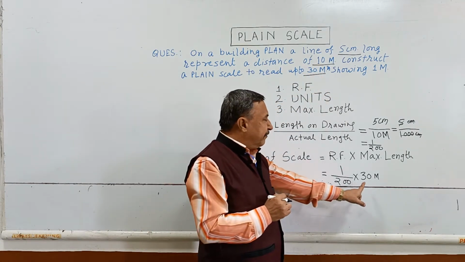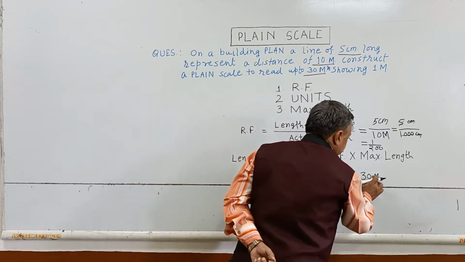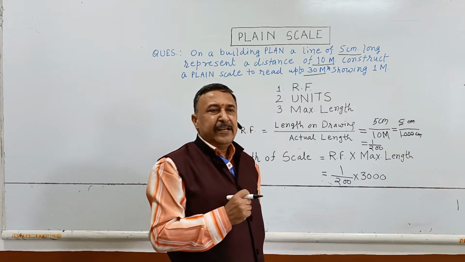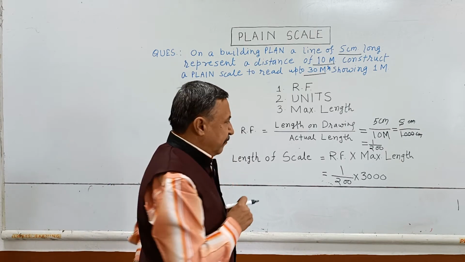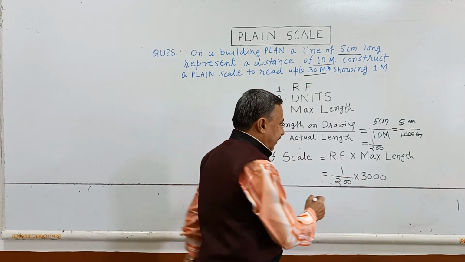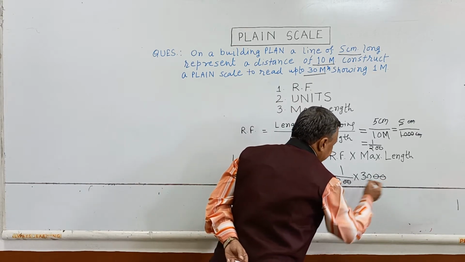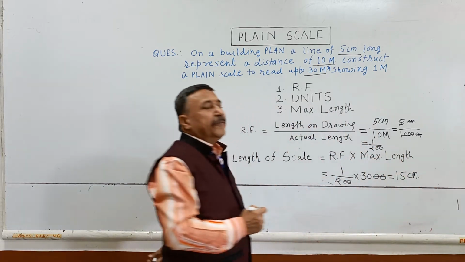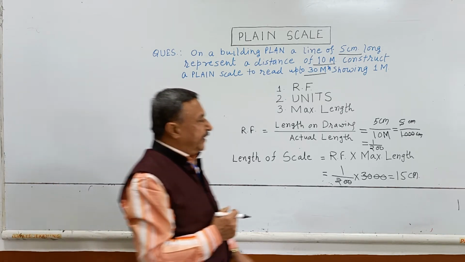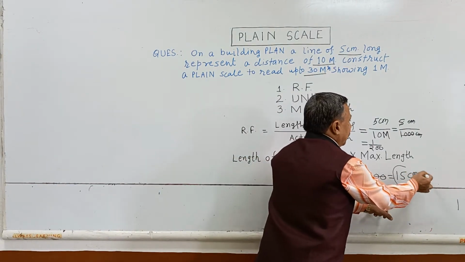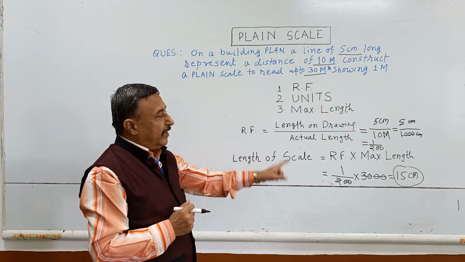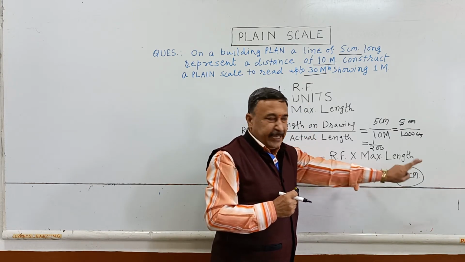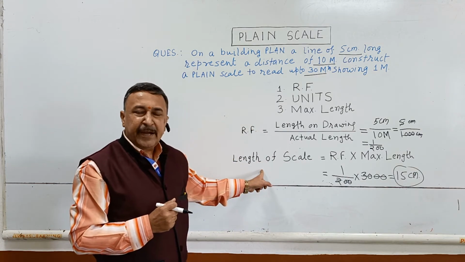First of all we convert this 30 meter into centimeter, because we have a conventional scale showing meters and centimeters. Now further calculating, we get 15 centimeter. This is our main data which is used for drawing the scale. The length of the scale in our case is 15 centimeter. These two steps are compulsory to solve.